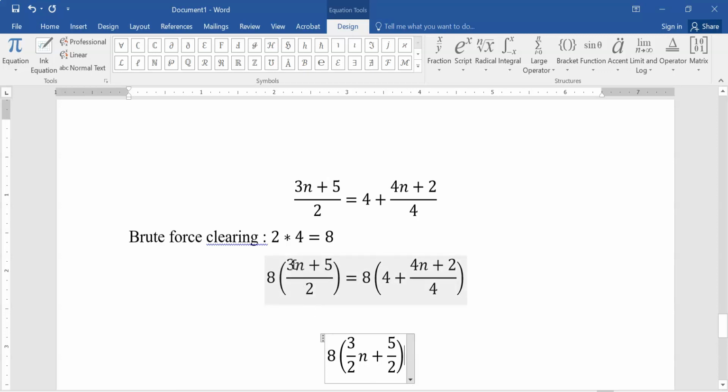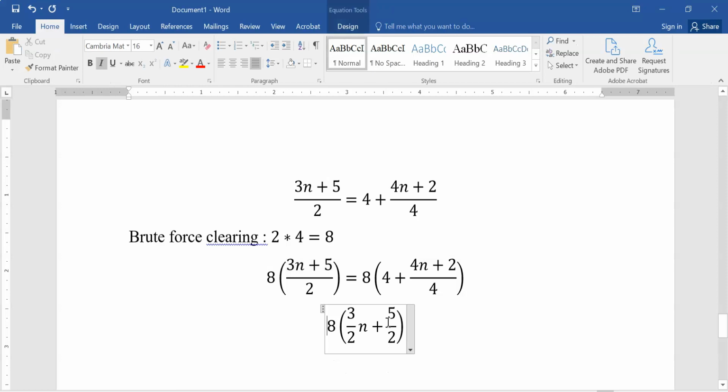So in other words, I can take the 3n, divide it by 2. By the way, that's just 3 halves n. And the 5 and divide that by 2. That's just 5 halves. And so I can see this single fraction, 3n plus 5, all divided by 2, as the same as 3 halves times n plus 5 halves.